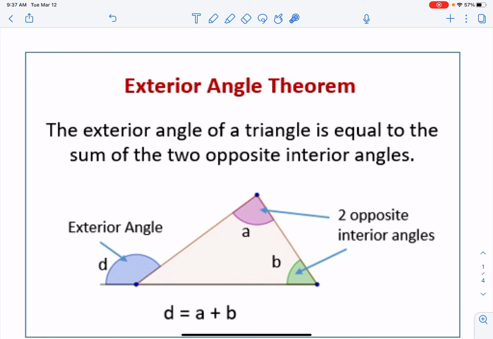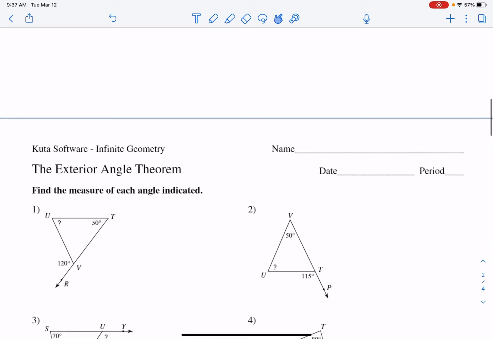And this rule tells us that if we add together two of the interior angles, they are equal to the exterior angle that's on the opposite side of the triangle. So notice I've got this exterior angle, and on the opposite side of the triangle, if you add these two, they are equal. So let's do a couple examples from your worksheet.